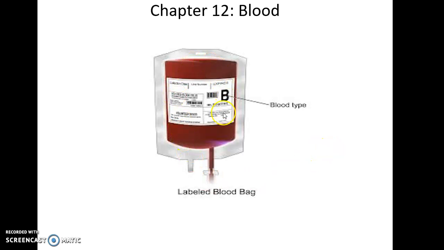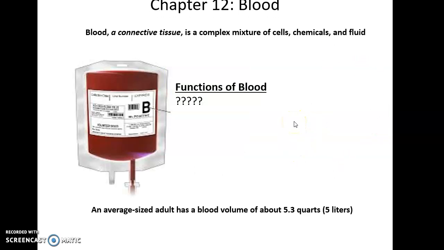So, blood is our liquid connective tissue, as you can see in this lovely blood bag. And blood is a complex mixture of cells, chemicals, and of course the plasma, the fluid. And it turns out in the average sized adult, blood volume is about 5 liters. Seems like an awful lot.